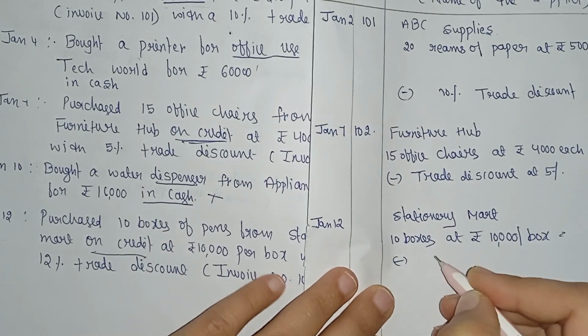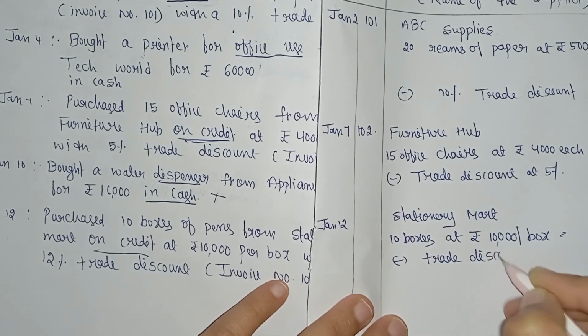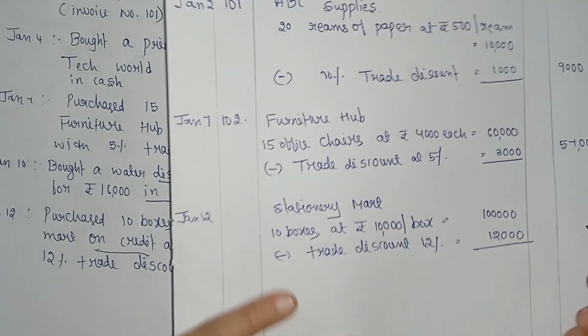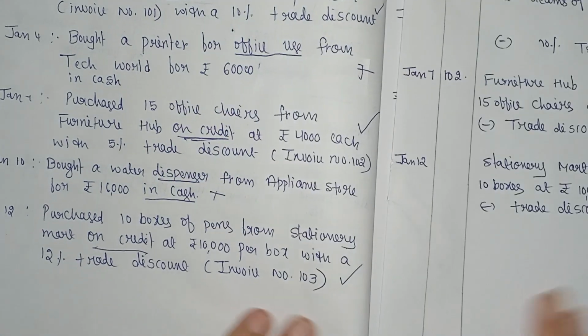Less trade discount, that is 12% of rupees 1 lakh, that is 12,000. So our net amount is 88,000. 88,000. Now next transaction.